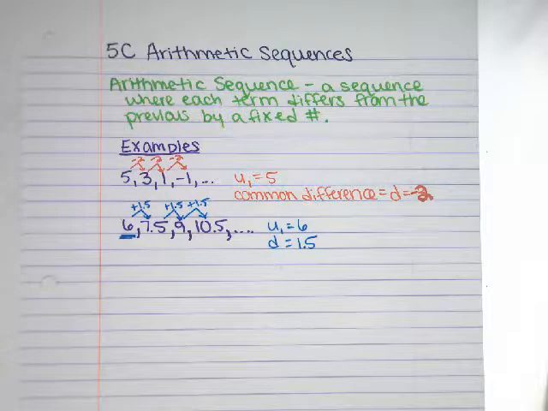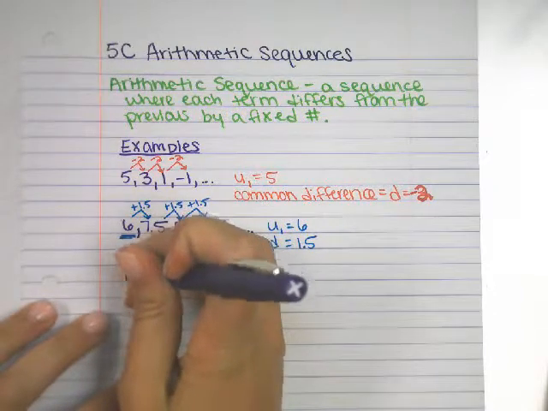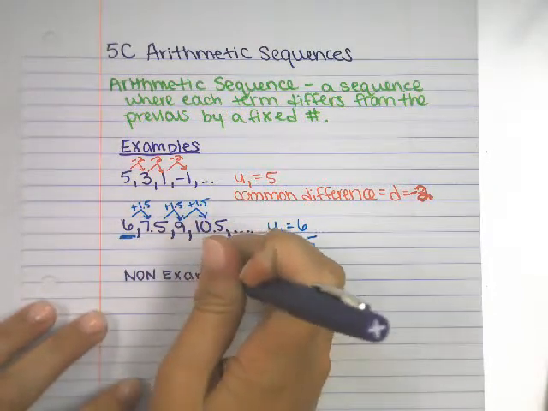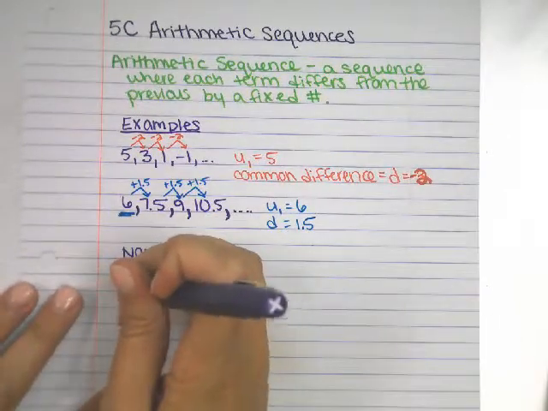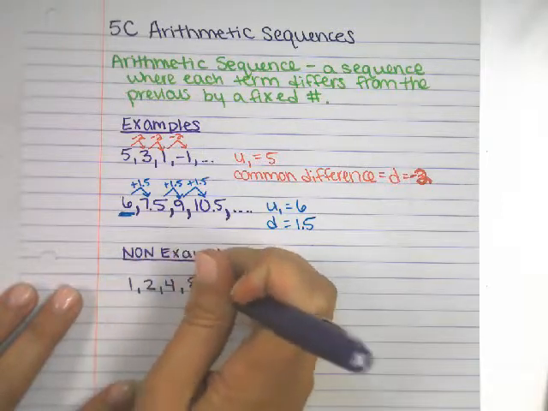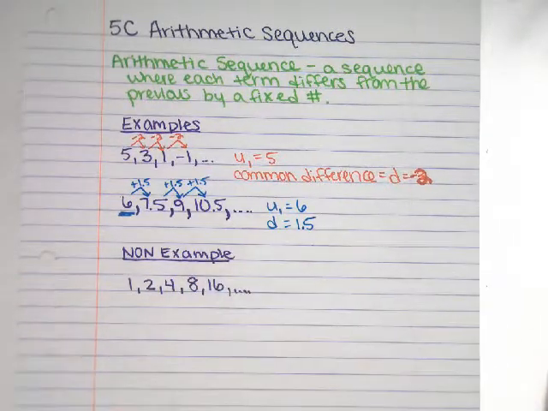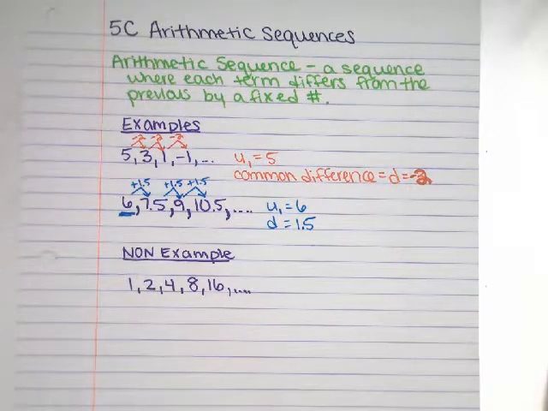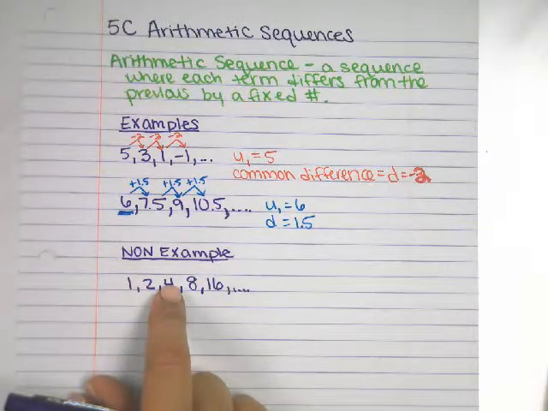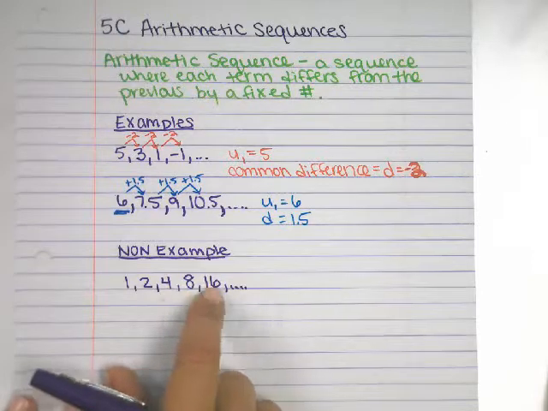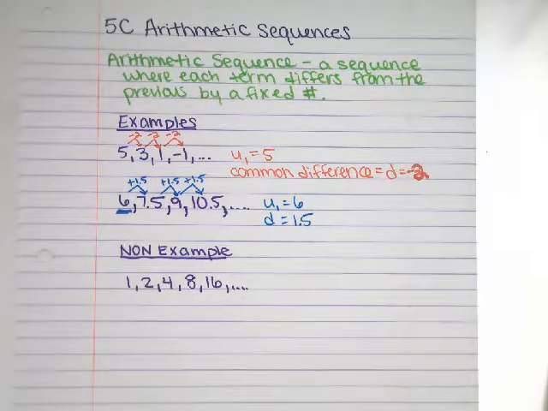Alright, so what is a non-arithmetic sequence? So those two are examples of arithmetic sequences. So how about a non-example? So a non-example would be 1, 2, 4, 8, 16. This sequence has a pattern, but that pattern does not have a common fixed number that's added or subtracted each time. So to get from 1 to 2, you would add 1, but to get from 2 to 4, right, you have to add 2, add 4, right, add 8. So we don't have a common thing we're adding or subtracting.